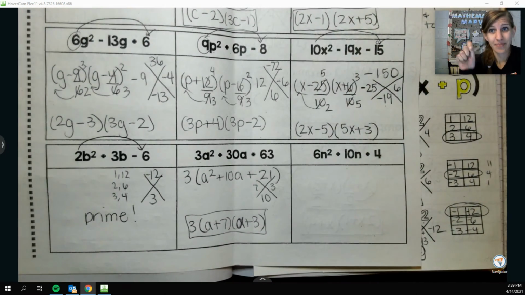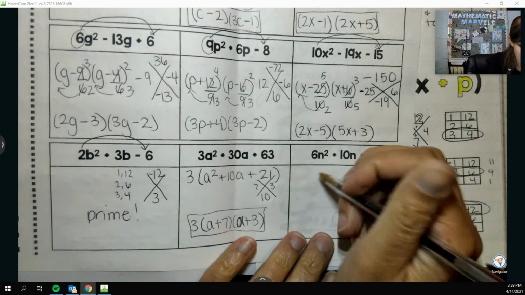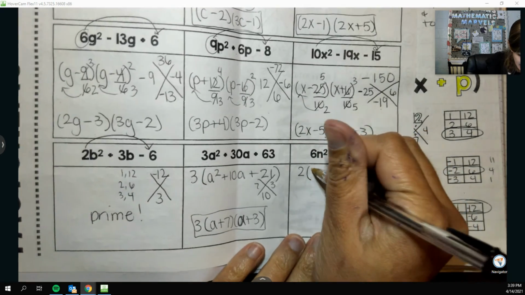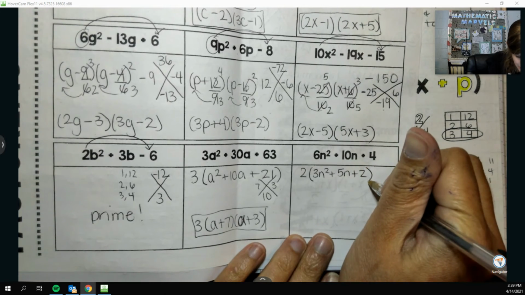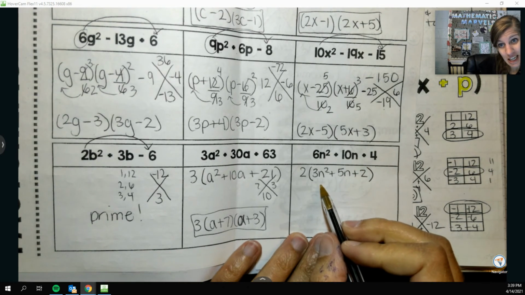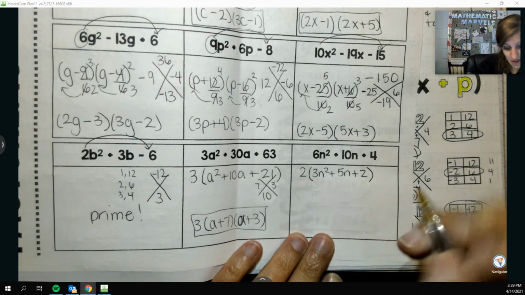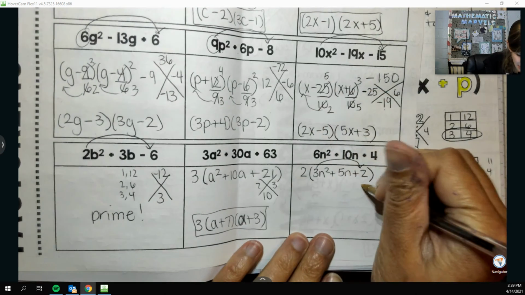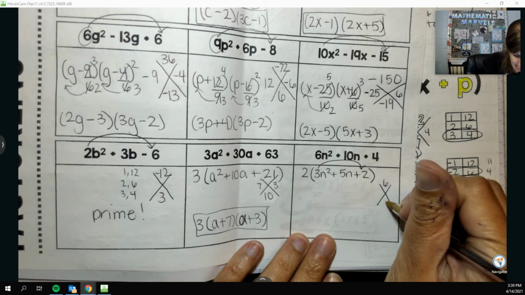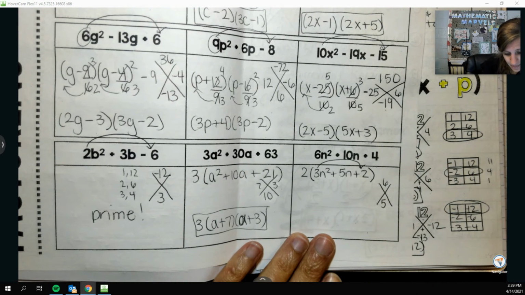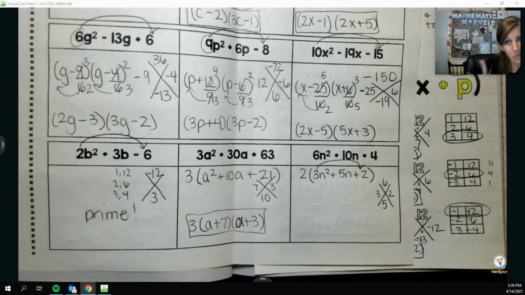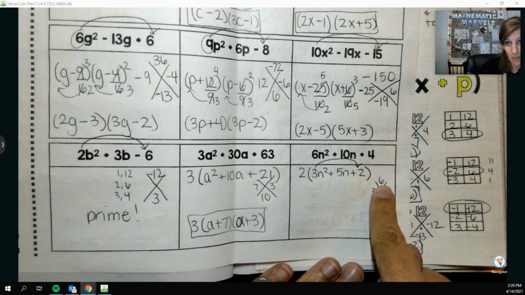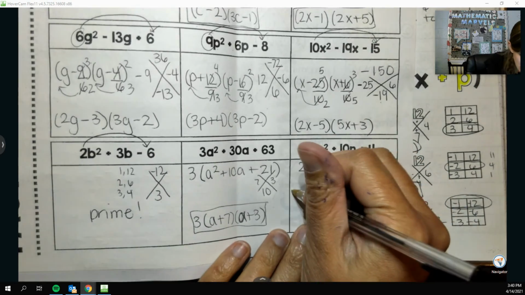Last one. They also have a GCF of 2. Then I got 3n squared plus 5n plus 2. Now, unfortunately, this one does have something I still have to slide over. So I'm going to have to slide over the 3. And I'm thinking what multiplies to 6 and adds to 5. And I think I want 3 and 2, not 6 and 1, because if it's 6 and 1, something has to be negative and it won't multiply to a positive overall. So 2 is chilling out front.